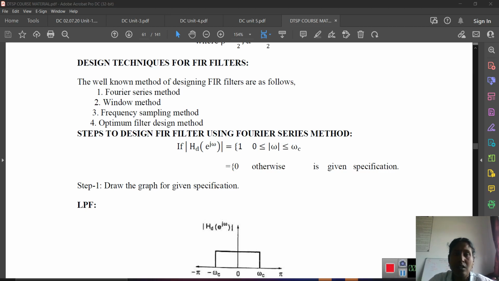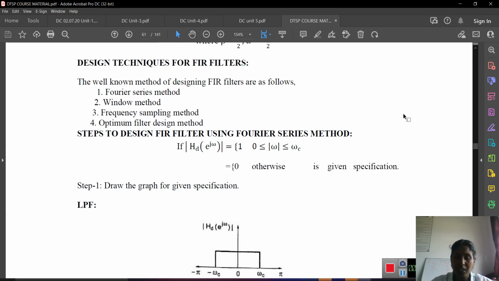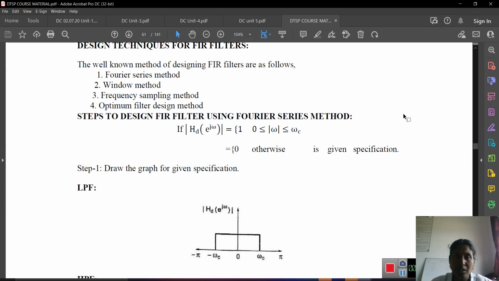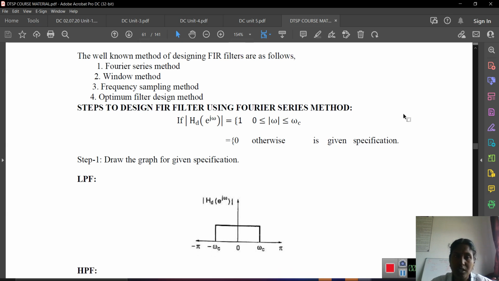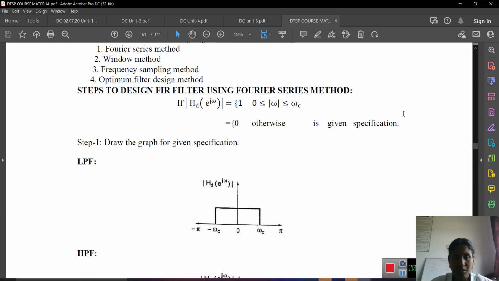Good afternoon, students. In DSP, FIR filters, unit 3, the well-known methods of designing FIR filters are as follows: the Fourier series method, window method, frequency sampling method, and optimum filter design method. Okay, so now we see the steps to design an FIR filter using the Fourier series method.